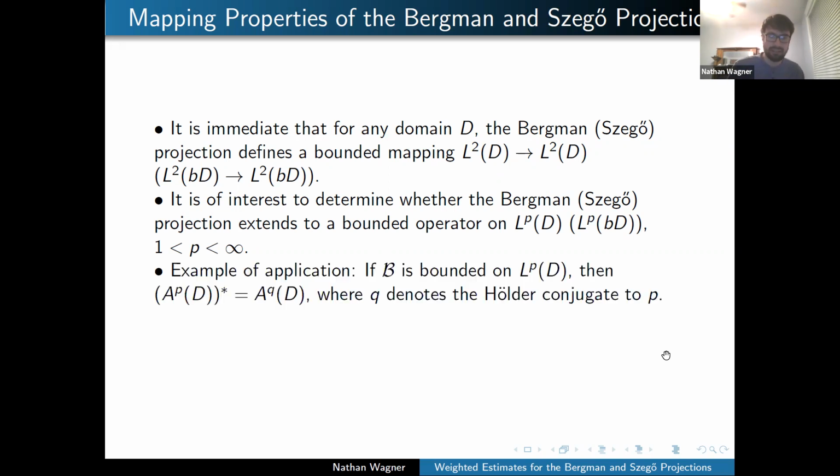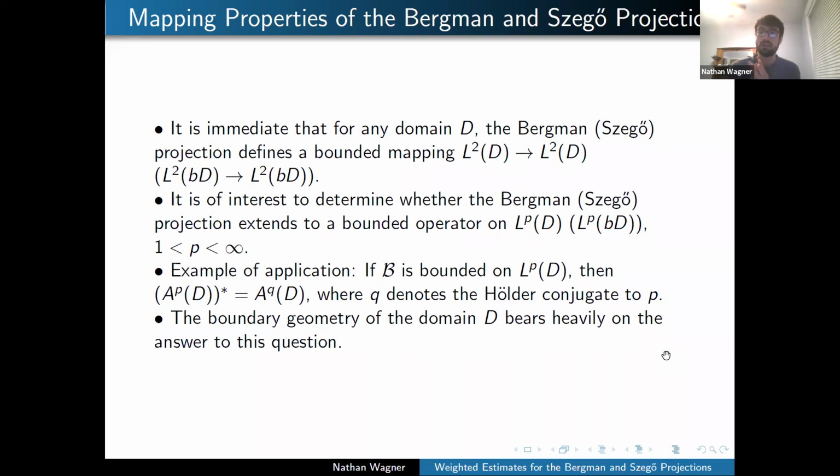this sort. An example of a function theoretic reason why you might care about this: if the Bergman projection is bounded on LP, you can say that the dual of AP is AQ, where here I'm letting Q denote the polar conjugate to P. I didn't define the spaces AP or AQ, but you can imagine what they are. You just look at the holomorphic functions on the domain and you take the P norm or the Q norm instead of the 2 norm, right? And that will give you a Banach space of holomorphic functions. These are also called Bergman spaces, but it's the special case P equals 2 where you have a Hilbert space.